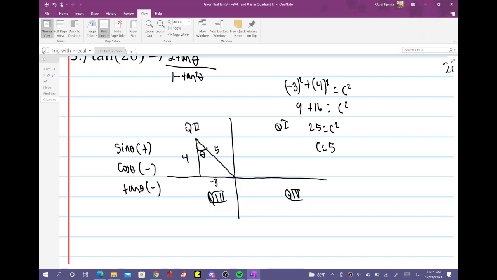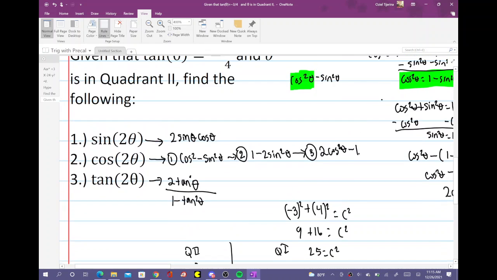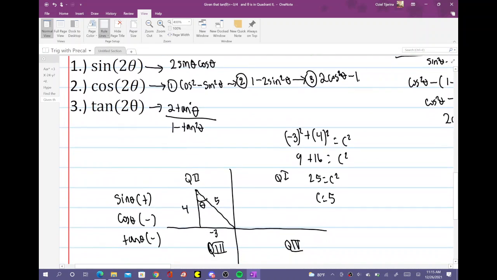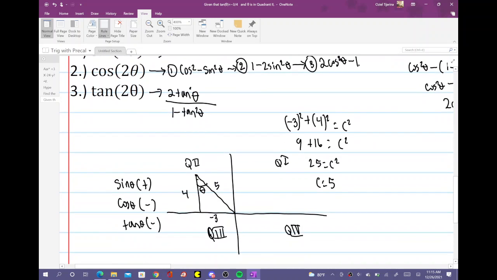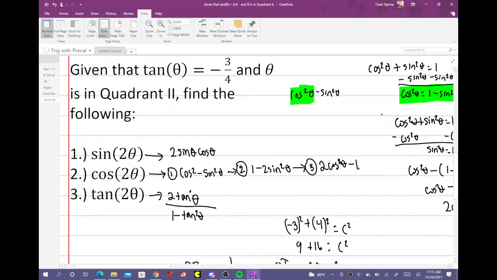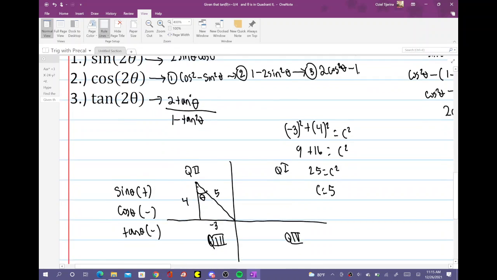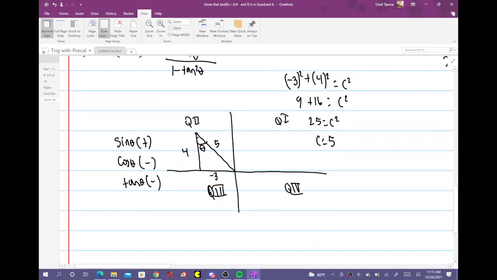Yes. So basically, we're given that tan theta is -3/4, so it's opposite over adjacent, -3/4, and we have to find sine theta. So sine theta equals opposite over hypotenuse, so it's going to be -3/5.